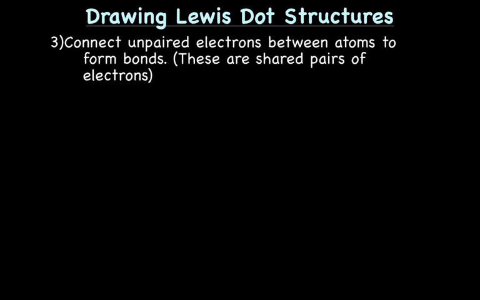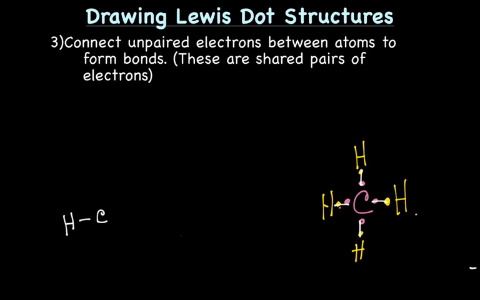All right, now what we're going to do is connect the unpaired electrons between atoms to form bonds. So let's put our structure back. So instead of having these dots showing that the atoms are sharing these electrons, we turn them into lines. And normally you would rewrite them, so you would end up with something like H, C, H, H, H. And each single line represents 2 electrons.